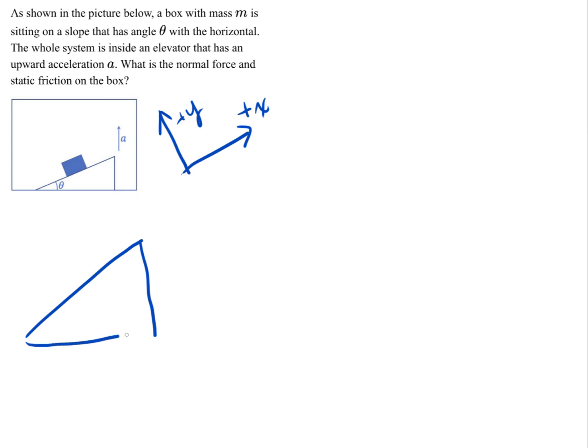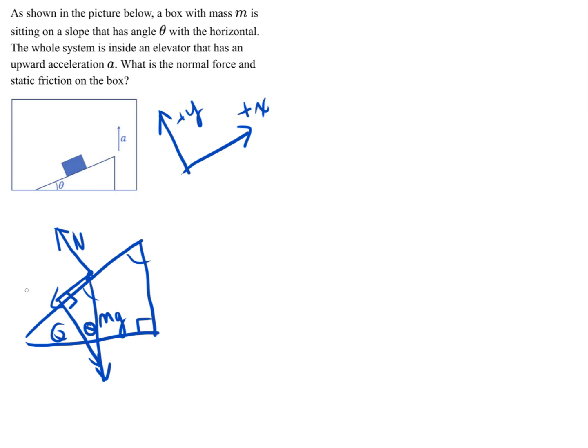So, if this is the slope, here's the right angle, there's theta, and this is the box, then we're going to have the normal force pointing out in the positive y direction. You're going to have the force of gravity pointing straight down. And we can decompose this gravity into two individual components. So this is the angle theta, because these two angles are congruent. So this one is theta, and that's a right angle.